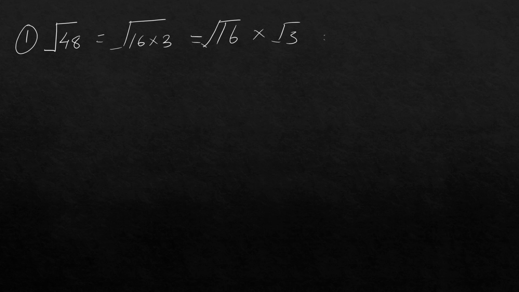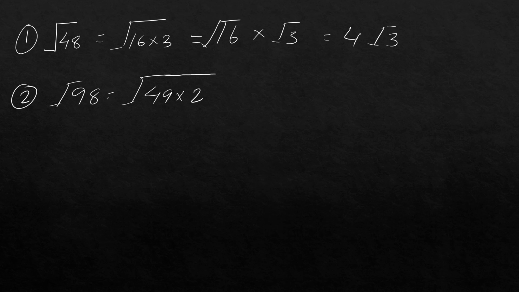A surd can be written in simplest form. For example, if you have a surd like root 48, we will check whether it is a surd or not, and we found that it can be simplified in this way. And root 3 cannot be simplified further, we cannot get a rational answer, and it is a surd. Root 48 is a surd, and this is the simplest form of that surd.